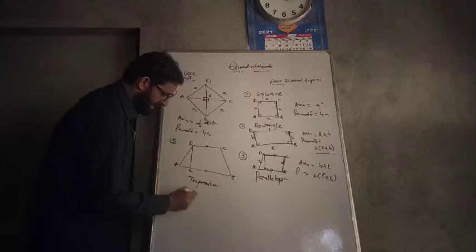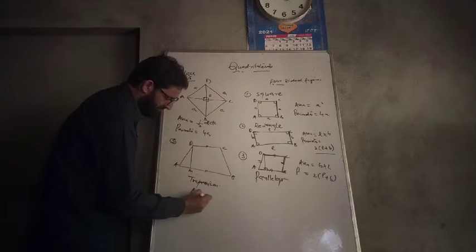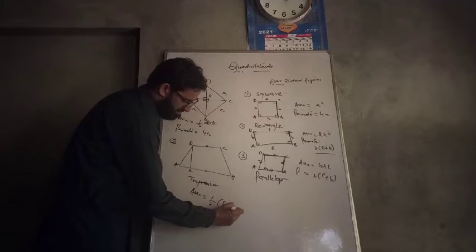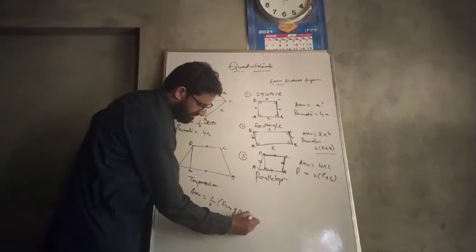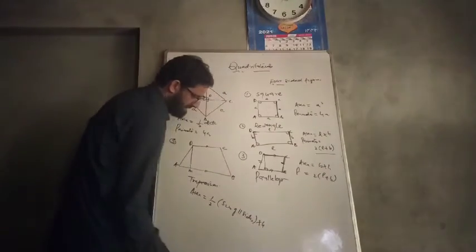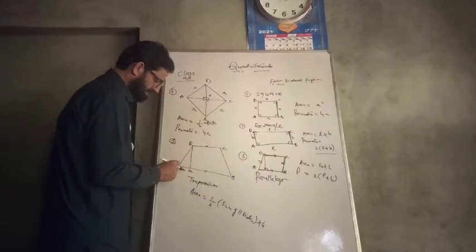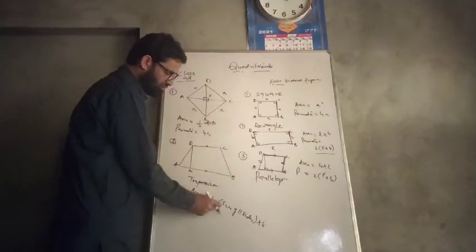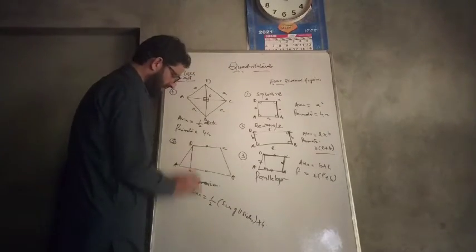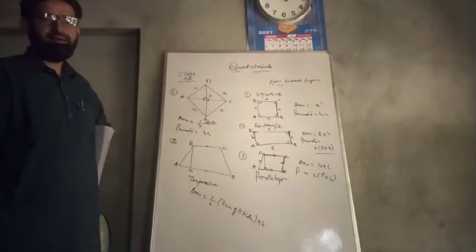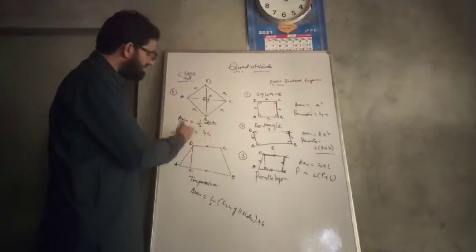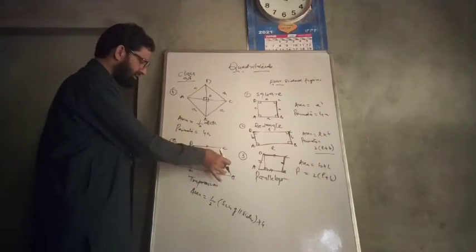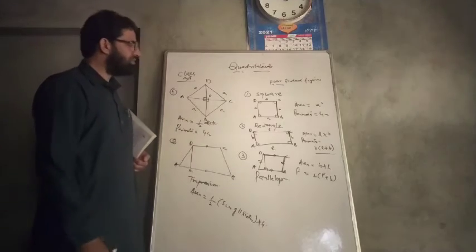And its area is given by 1 by 2 into the sum of parallel sides into height. Now what are the parallel sides here? AB is parallel to DC, so sum them up. 1 by 2, and you will sum these parallel sides into height, and this will give you the area of this trapezium. And its perimeter is, obviously, the sum of all sides. This side plus this side plus this side plus this side will give you the perimeter of this.